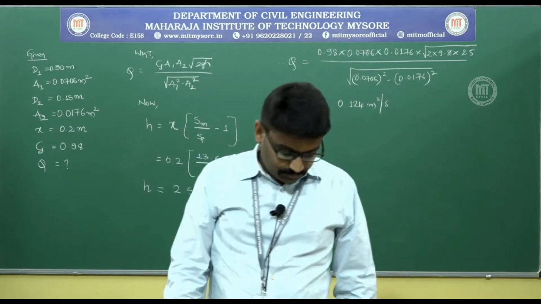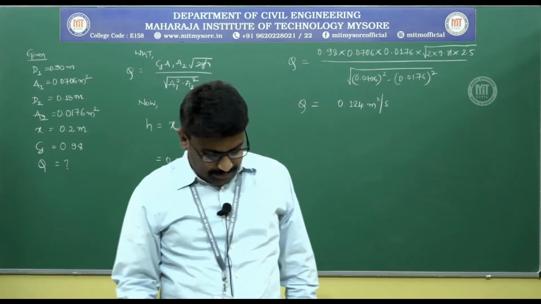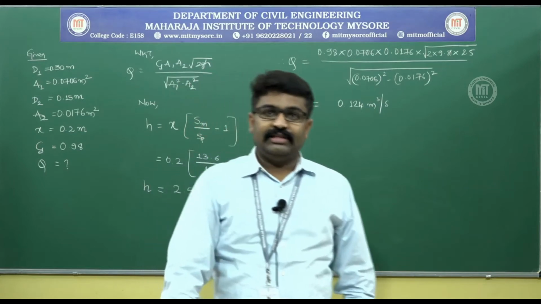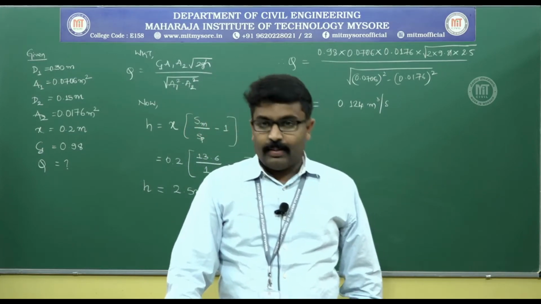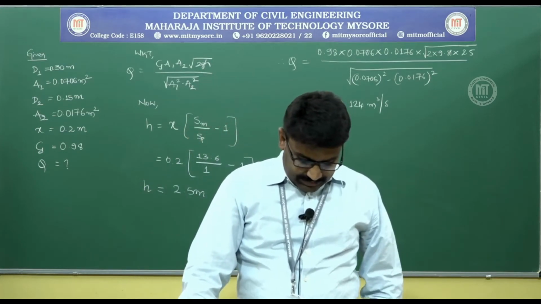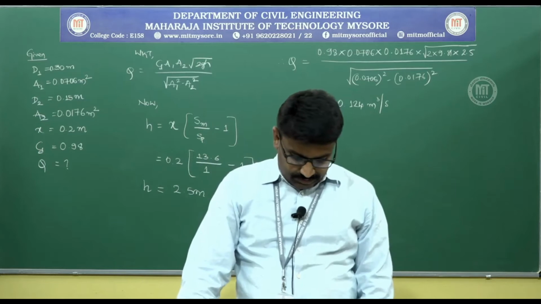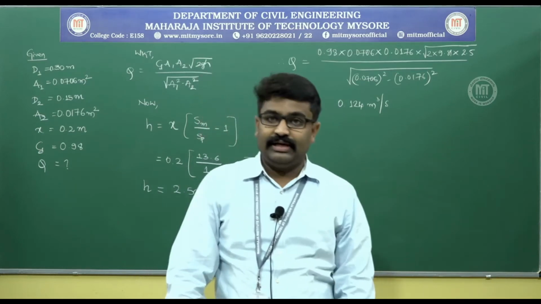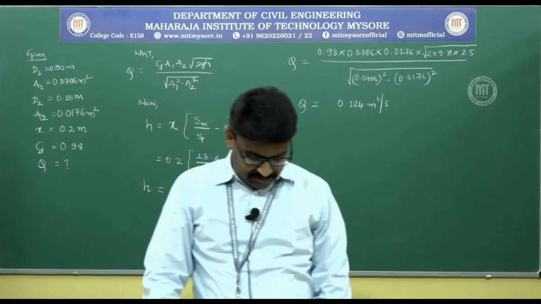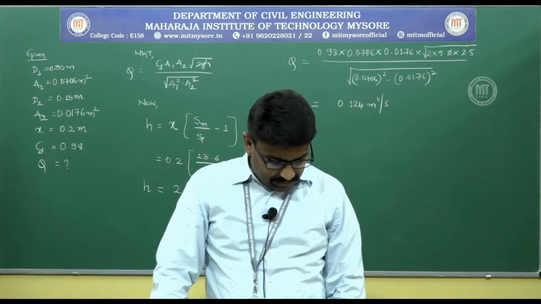Take the next question. A horizontal venturimeter with inlet diameter 20 centimeter and throat diameter 10 centimeter is used to measure the flow of oil of specific gravity 0.8.